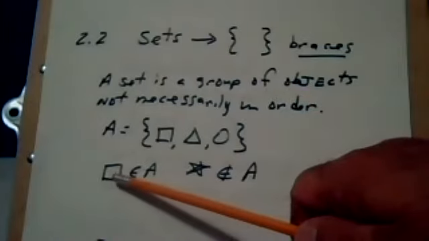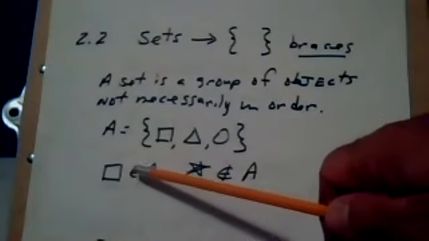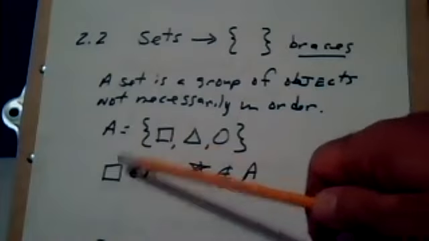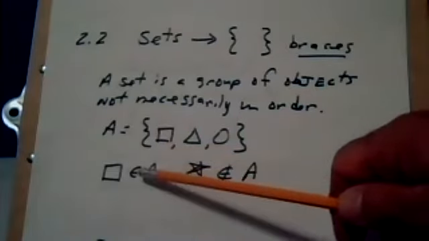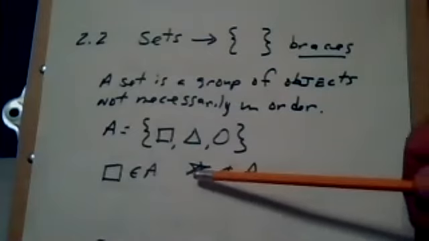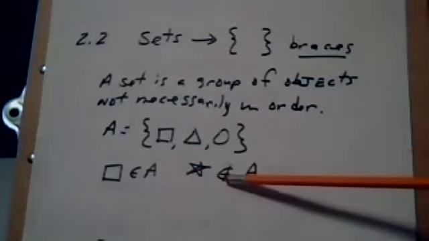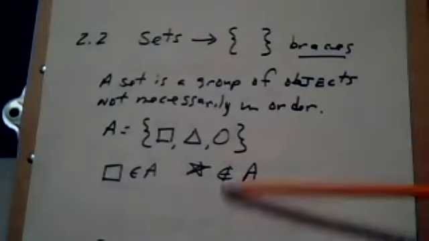Right here we have a rectangle that is an element of set A. The rectangle is a member of set A. The star is not an element of set A. That's why we strike it.